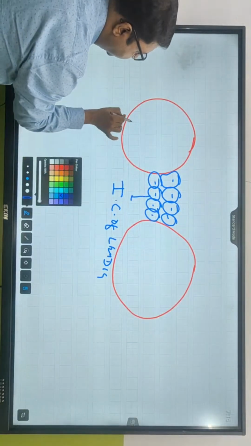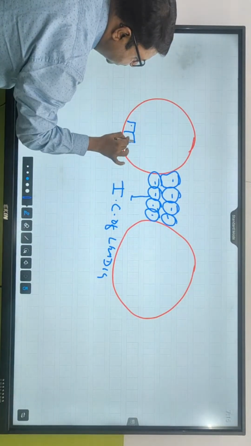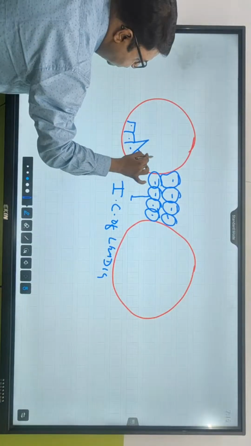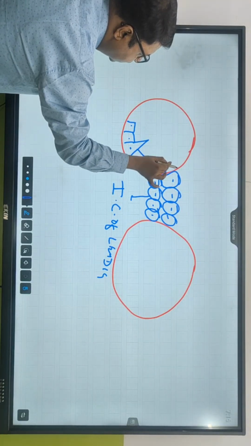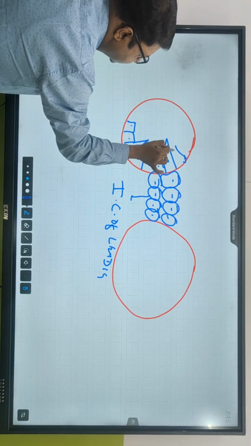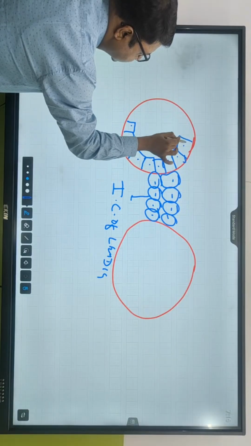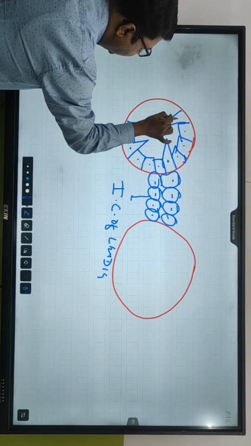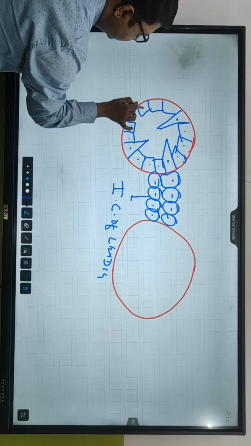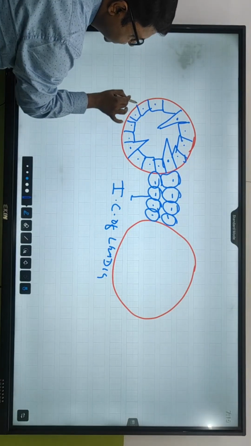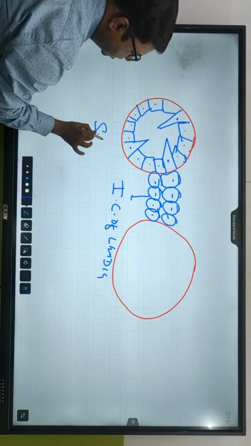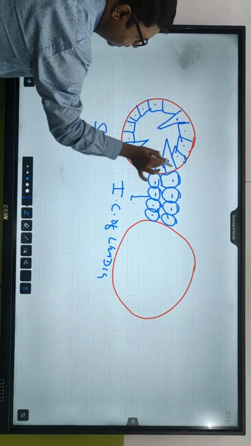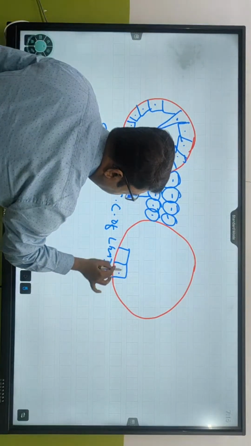Seminiferous tubules are lined by cuboidal epithelium, and in between some of the cells are triangular cells. Tell me, what are these triangular cells called? No. So these are cuboidal cells. So the seminiferous tubule is lined by cuboidal epithelium mainly.